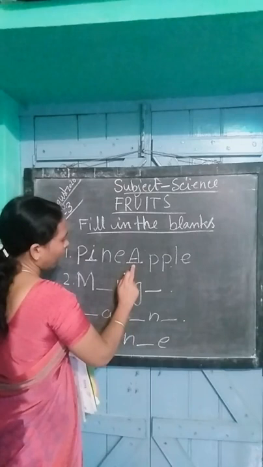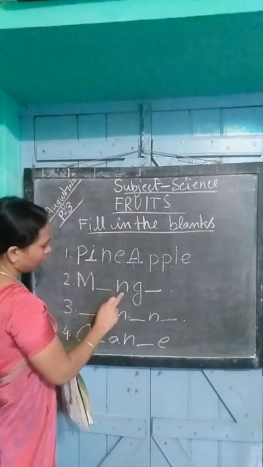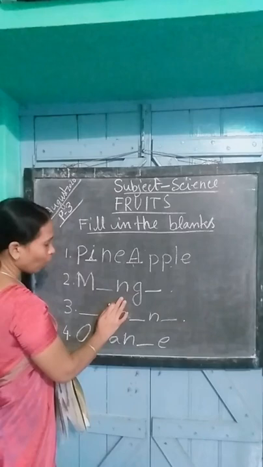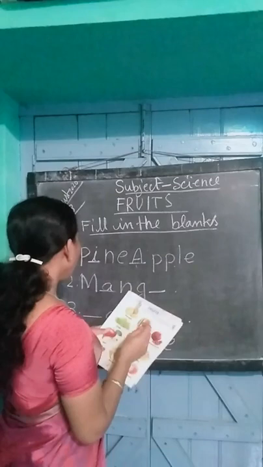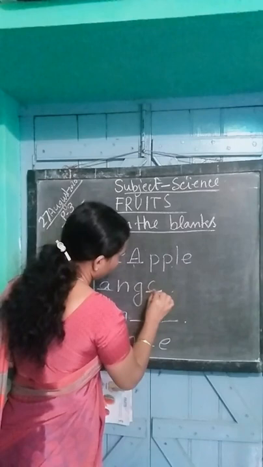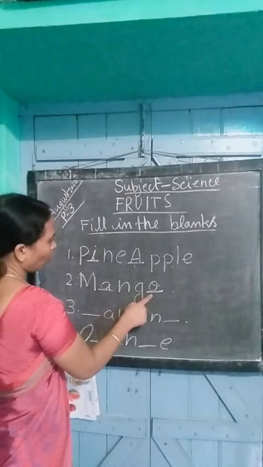Then here M dash, N G dash. This one is mango. M A. Right. A. Then N G O. M A N G O. Mango. Okay. Three number.